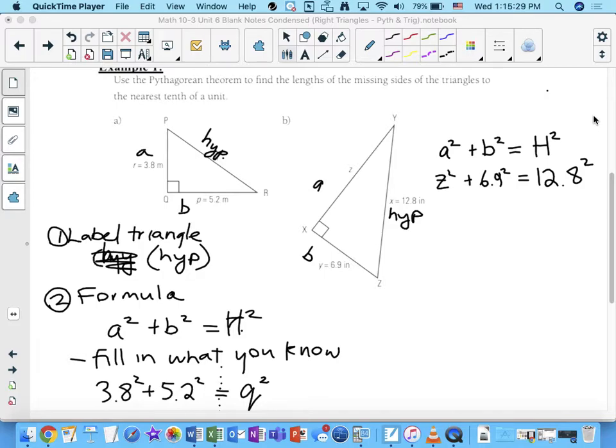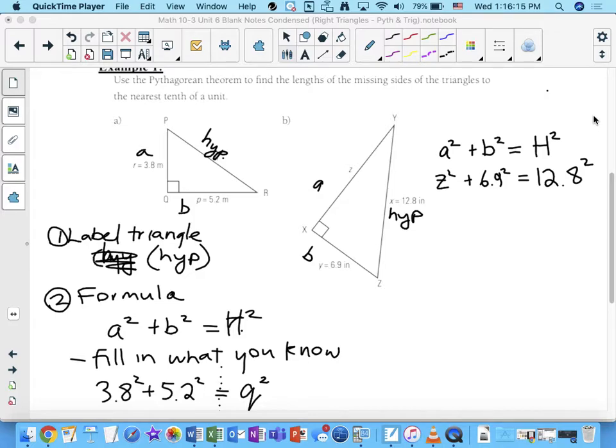There are 2 things we could do here. We could figure out what each of these squares is first: 6.9 times 6.9 and 12.8 times 12.8. Or we could subtract 6.9 squared from each side and then figure out what the squares are. Let's go with your suggestion, because eventually we need to get z squared by itself. Since 6.9 squared is added to it, we have to undo that. What's the opposite of addition?